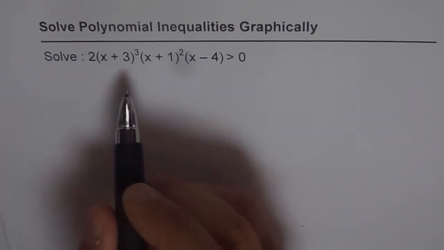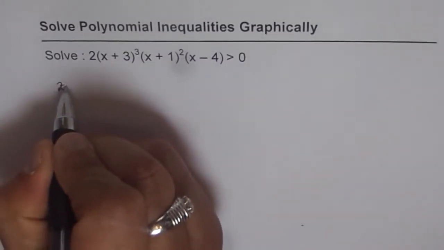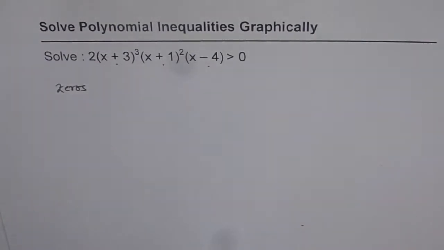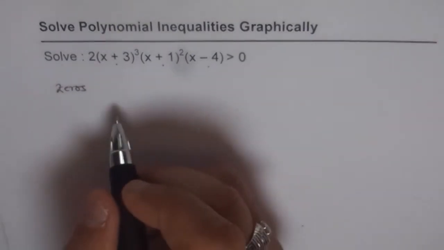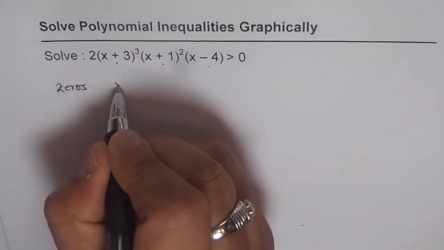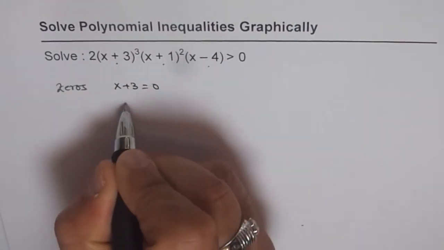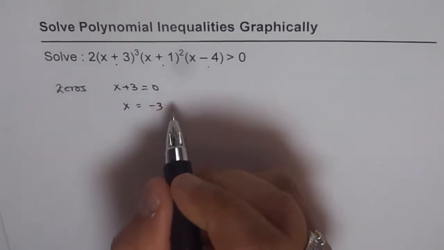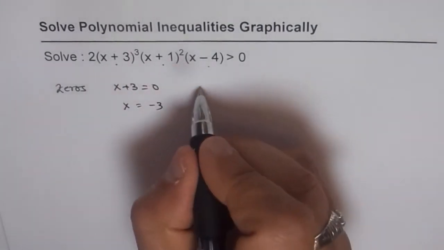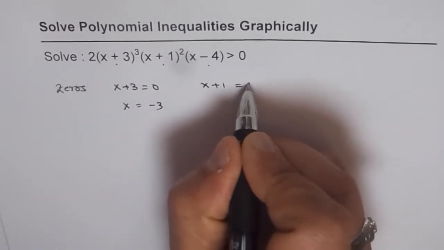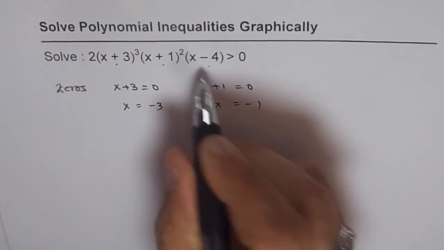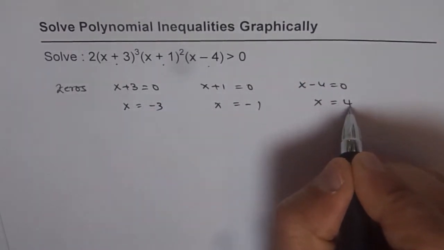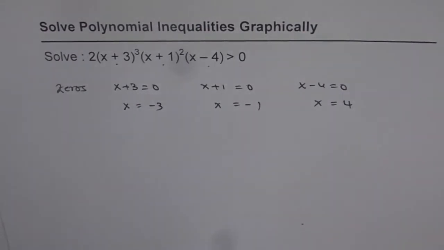Now the first step is to find zeros. So let's check for our zeros. These are 3 factors, and one of them or all of them could be 0. So let's find when they are 0. This one is x + 3 = 0, which gives us x = −3. So that is our first zero at −3. Order of the zero is 3. The next one is x + 1 = 0, that means x = −1. And the last one is x − 4 = 0, which gives us a zero at x = 4. So we have got 3 zeros.